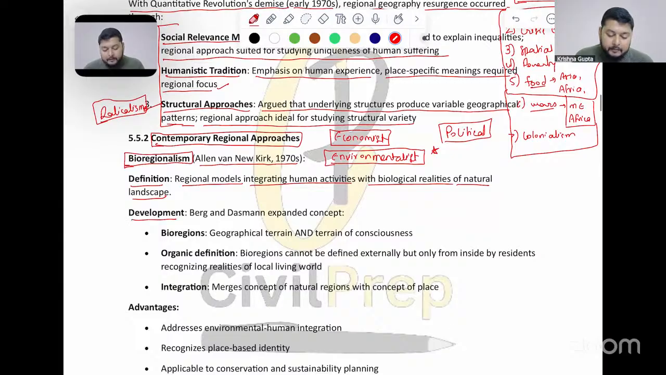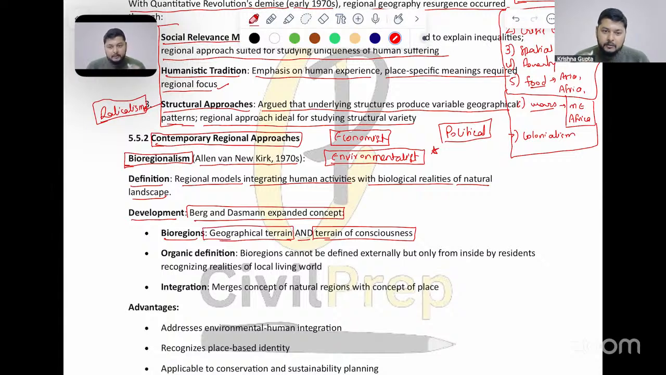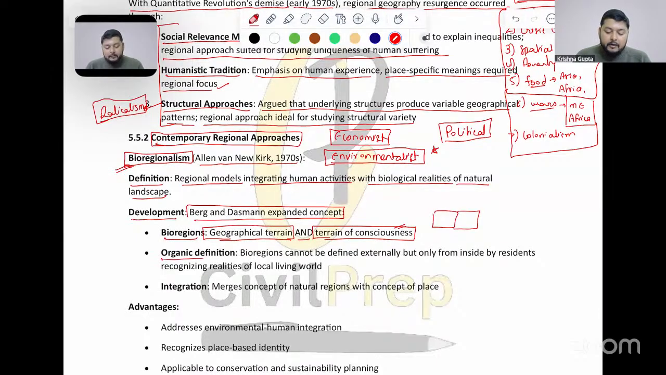This is basically part of bioregionalism here. Now, development: Berg and Dasmann expanded this concept. The bioregion's geographical terrain and terrain of consciousness. Okay, the geographical terrain, what is present in that geographical region, and what is the consciousness prevailing in those particular regions, and how it differs from one region to another. So this is given as a part of bioregionalism. Organic definition: the bioregions cannot be defined externally, but only from inside by residents recognizing the realities of the local living world.